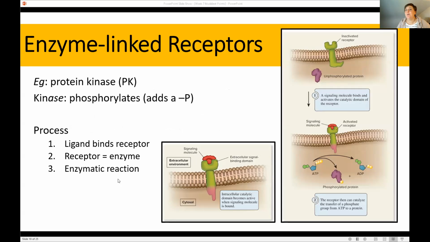So first, we have enzyme-linked receptors. And a really good example, and I think the primary example that your book gave, were protein kinases. So importantly, a kinase, anytime you have the suffix -ase or -ace, you need to infer that that is an enzyme. So this tells you it's an enzyme. Importantly, kinases, what they do is they add a phosphate group to something. And anytime you add a phosphate group to something, that's called phosphorylating something.